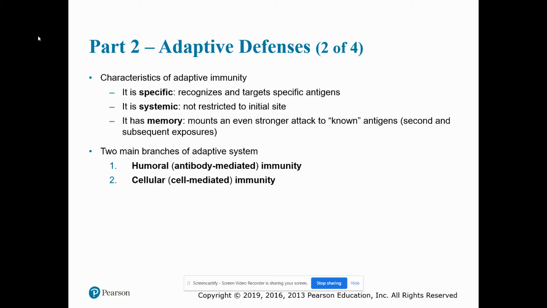So we have two main branches of the adaptive system. We have humoral immunity and we have cellular immunity. Humoral immunity is also called antibody-mediated immunity, and cellular immunity is also called cell-mediated immunity.